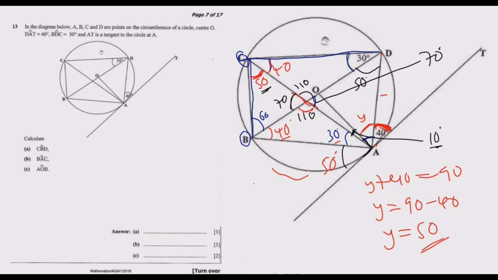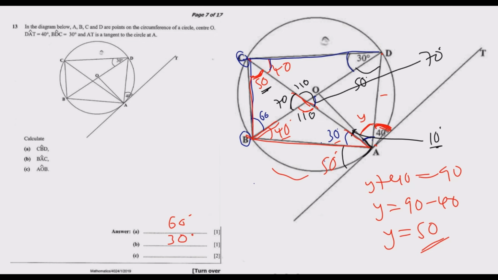We've applied almost all the key properties of the circle theorem. Let us go to the questions. Calculate angle CBD. So from C to B, then D, this angle. This angle is 60, we've already found 60 degrees. Then angle BAC, this angle, we found to be 30 degrees.